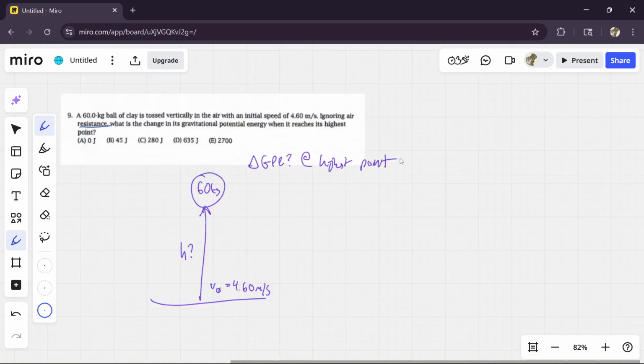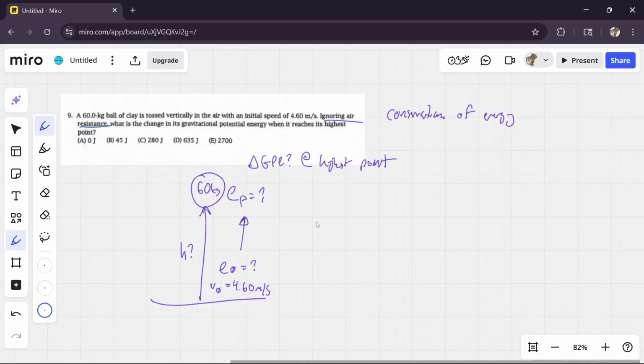So this actually is a lot simpler. I actually solved this just now, and then I realized, wait, you don't have to do all that. When you're looking at the question, it says ignoring air resistance. That means it's going to be conservation of energy, which means the energy down here at E initial is going to be equal to the energy up here at E final.